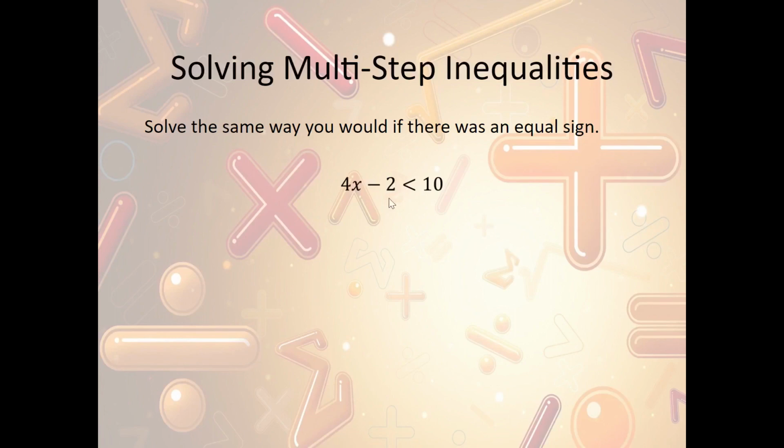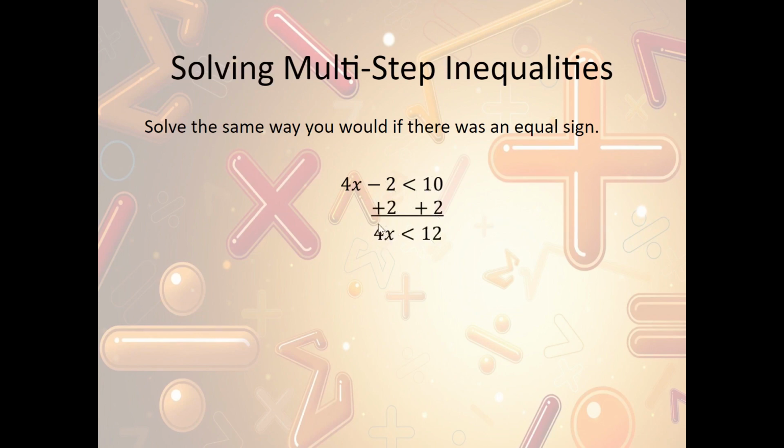So if this was 4x minus 2 is equal to 10, we would just move everything away from the x. We're going to do the same thing here. So we'll start by adding 2 to both sides, and we get 4x is less than 10 plus 2 is 12. Then we get rid of this 4.